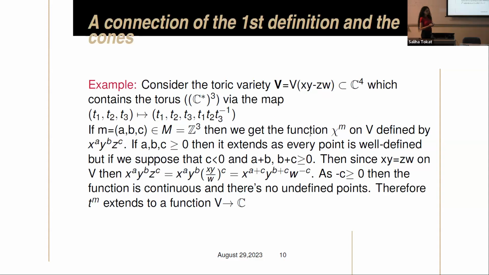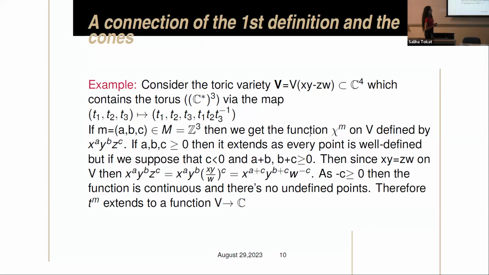Okay, now we're going to see the examples that take us from the first definition to the actual forms. Let's consider the variety V, xy minus zw, in C4, or C star 3. We have the map that takes you from (T1, T2, T3) to (T1, T3).